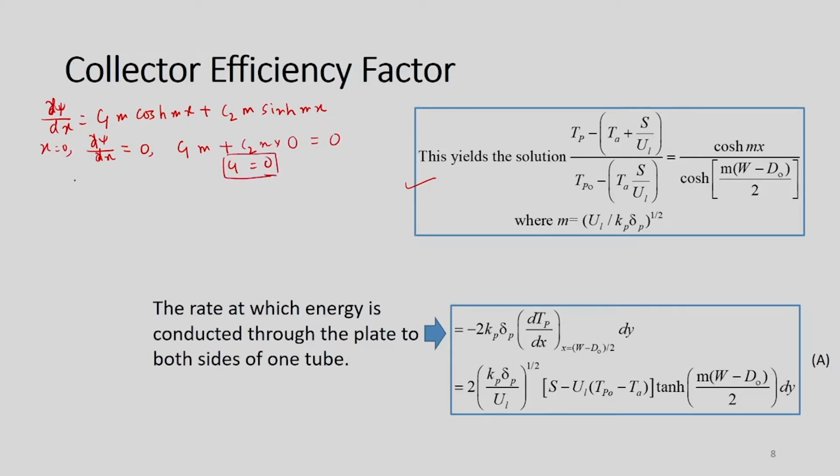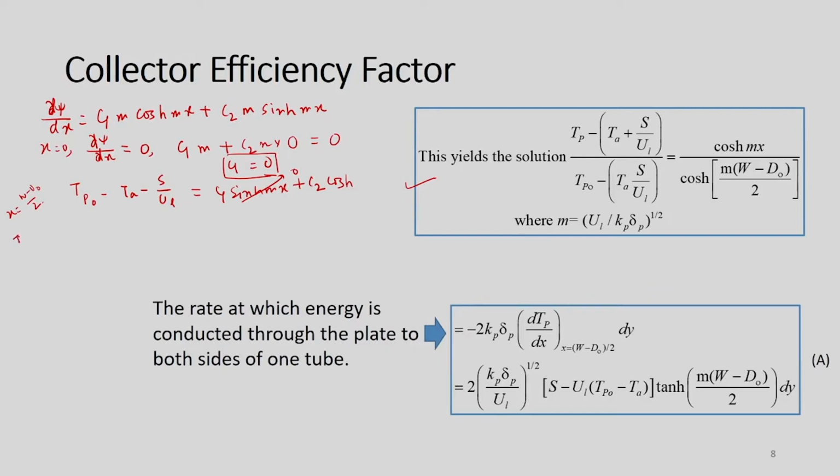So, again we know the first equation. So, we need to find out the C2 value. So, how to calculate the C2 value? So, Tp minus Ta minus S by UL is equal to, so C1 is 0, that expression we can know: C1 sinh(mx), because C1 is 0, that part will be 0, then plus C2 cosh(mx), because when we use the second boundary condition, so at x equal to W minus D naught by 2.